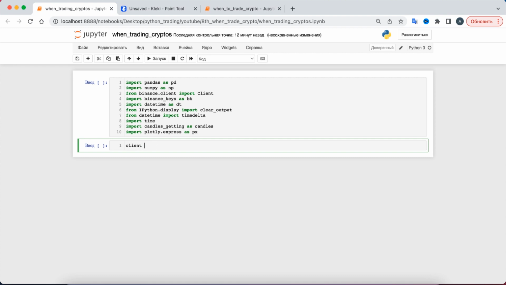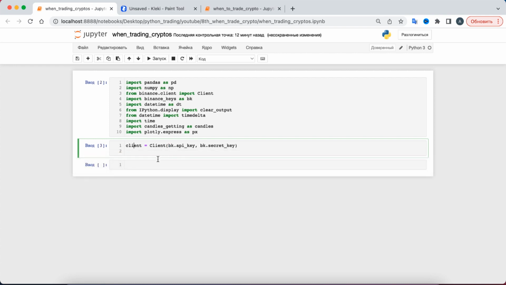Of course, let's start. Client. I remind you, the client gives us access to the account on Binance, and it's obligatory to create this to use other commands for the Binance API. Okay, and what else? I don't want to have all the information about all assets on Binance. I need only assets with the biggest volume for, I don't know, the last days. And for this, I use the next command.